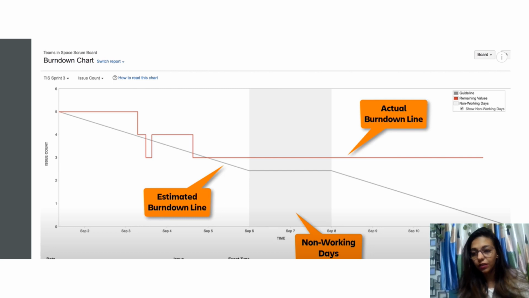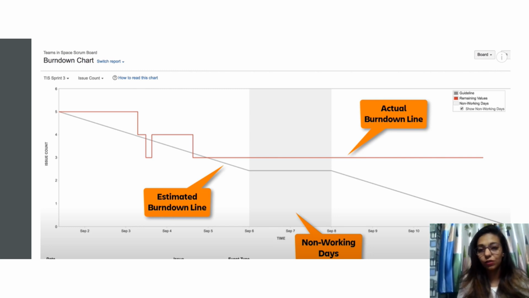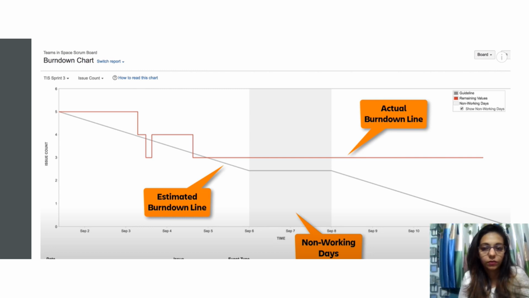Then here we have to take the queries and find what is the cause and how we can further analyze it, why it is caused and the other reasons, okay. This is the estimated burn down line. This is the actual burn down line. And the gray sections are the non-working days, say Saturday, Sunday, like that. Alright. So estimated, actual burn down line, and the non-working days. Alright. Okay. So moving to the next slide.